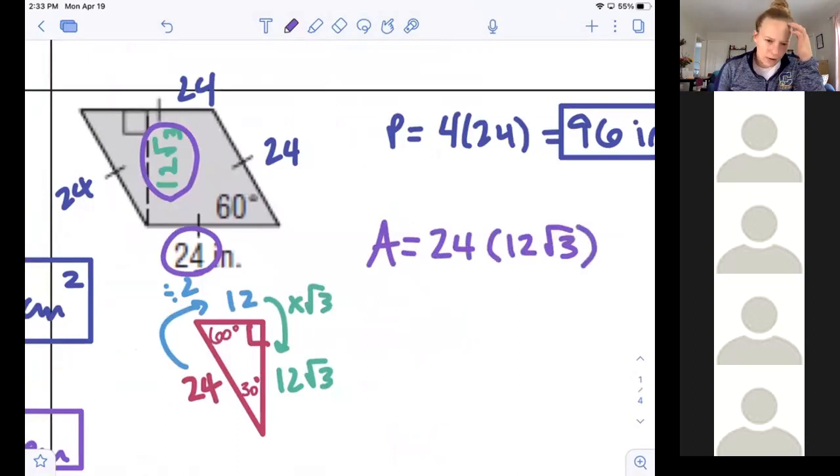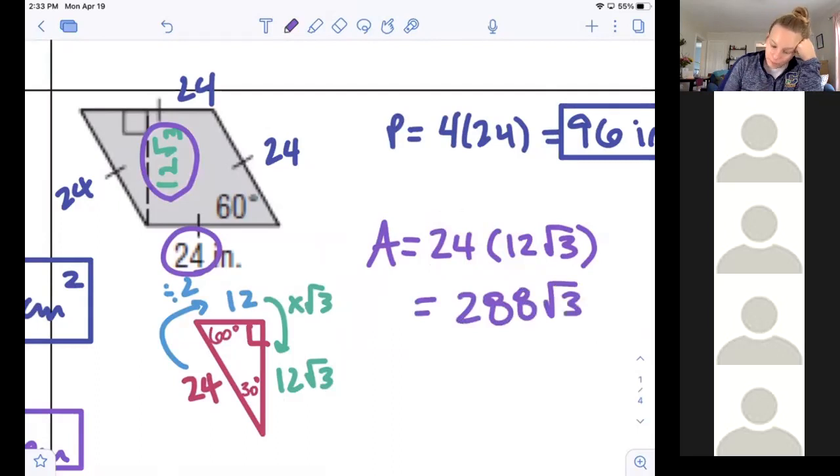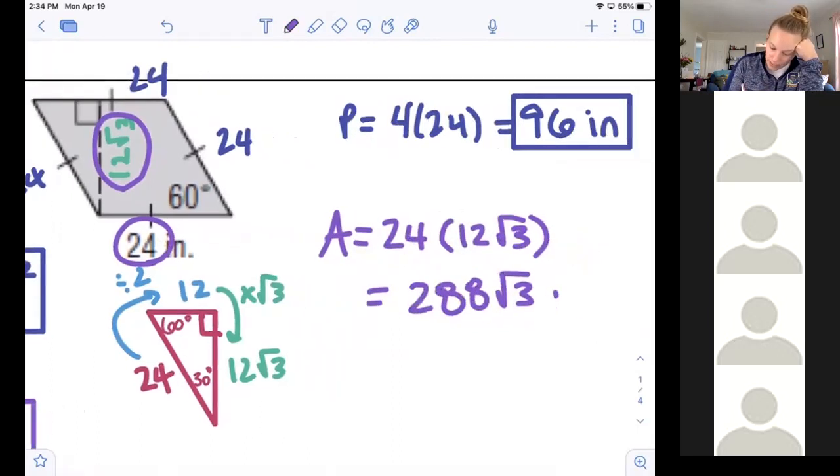I know that radicals aren't always our strongest suit. So just a reminder that when we do radicals, you can multiply the numbers outside the radical together, and you can multiply numbers inside radicals together. I don't have anything else inside the radical besides this root 3, but I do get to do 12 times 24, which is going to be 288. And then the root 3 stays by itself. And I've got my units of inches squared.